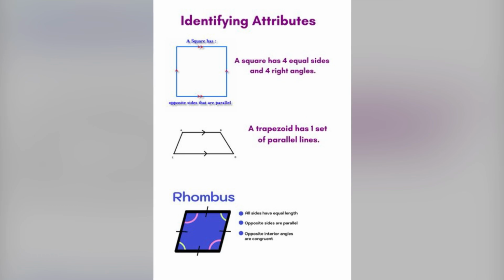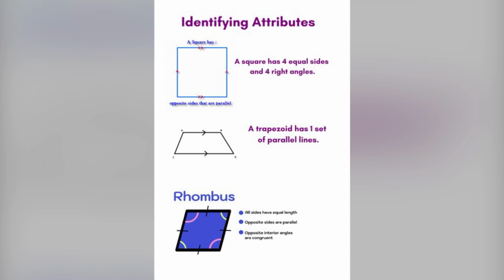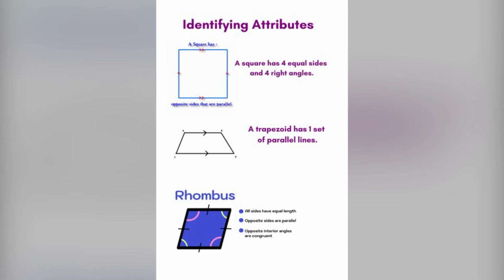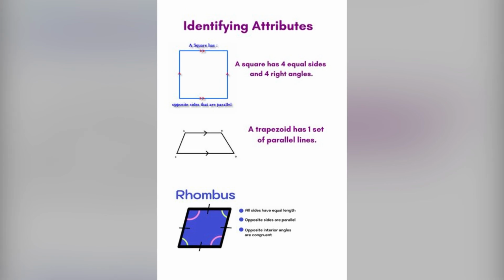Now, let's identify some attributes. Let's look at the square. A square has four equal sides and four right angles. A trapezoid has one set of parallel lines. A rhombus has all sides that are equal in length. Opposite sides are parallel, and opposite interior angles are congruent.